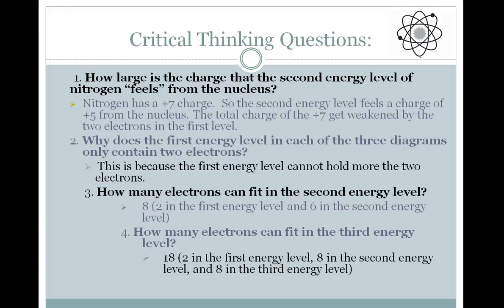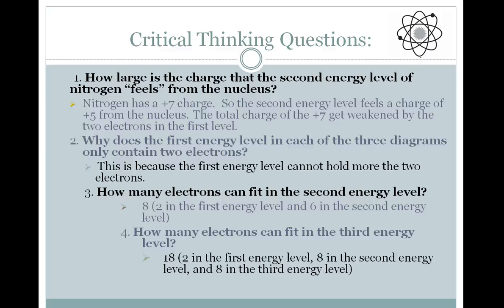Alright, so let's get through some critical thinking questions. Number 1, how large is the charge that the second energy level of nitrogen feels from the nucleus? Nitrogen has a +7 charge. If you look at the periodic table, you can find that out. So the second energy level feels a charge of +5 from the nucleus. The total charge of the +7 gets weakened by the 2 electrons in the first level. This is the same thing as our example from the previous slide with carbon, except this time instead of a +6 charge, you have a +7 charge.